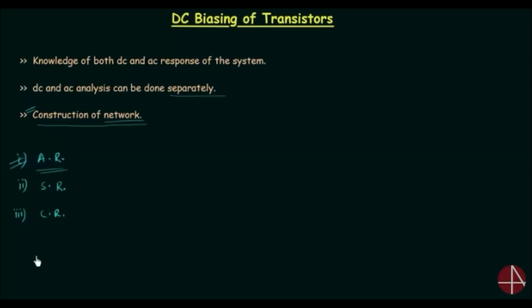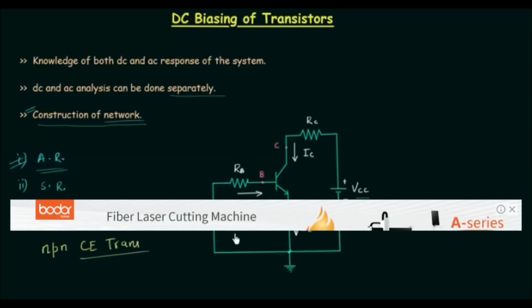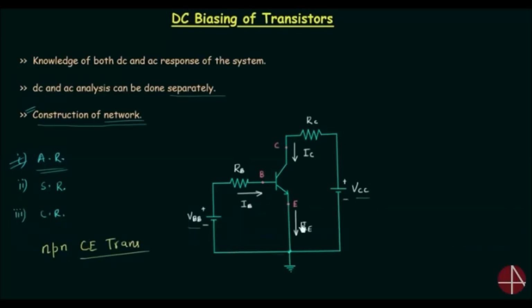Throughout our analysis in this chapter, we will use NPN common emitter transistor because of high current amplification in case of common emitter transistor. This is the common emitter configuration using NPN transistor. VBB and VCC are the biasing potentials. RB is the resistance connected in series with the base, and RC is the resistance connected in series with the collector. You can see emitter is common to the input side and to the output side.